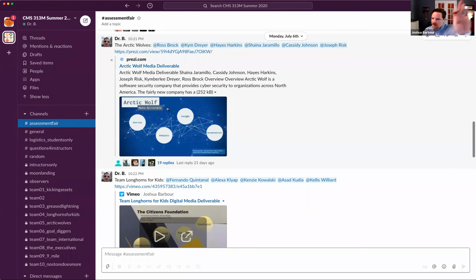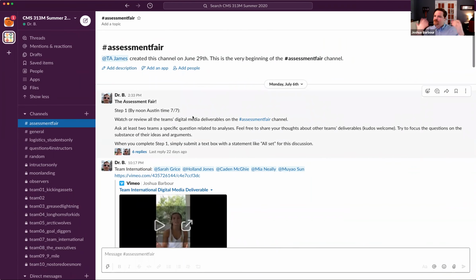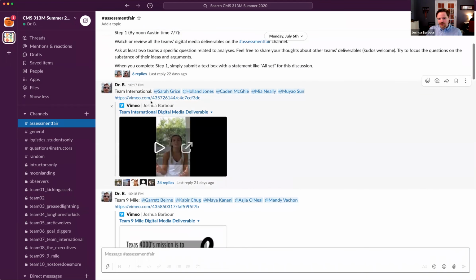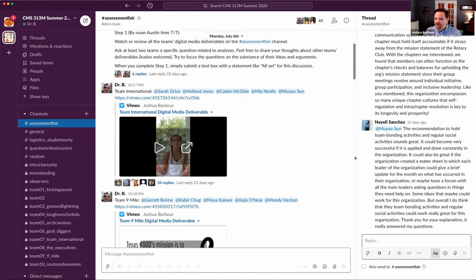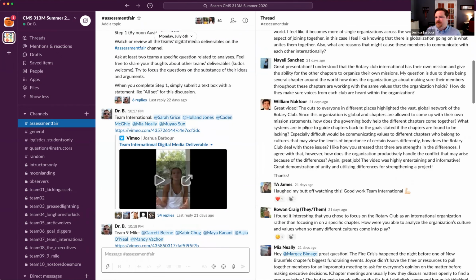And then we populate this and we frame the instructions with, again, a first prompt in the Slack discussion. In this case, it's asking them to watch each one and then ask questions and share kudos. And then underneath each heading for each team, there's a thread of back and forth where they're talking with each other.